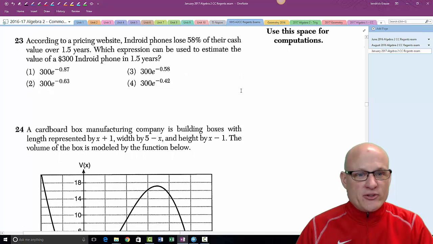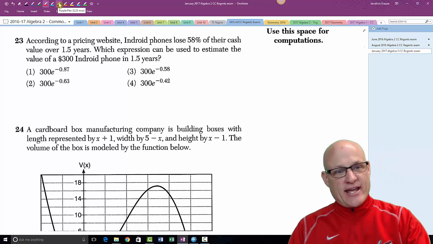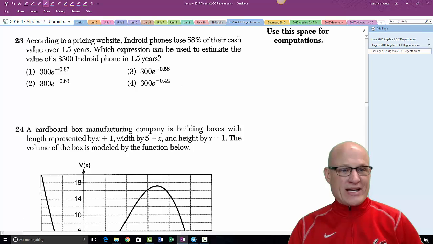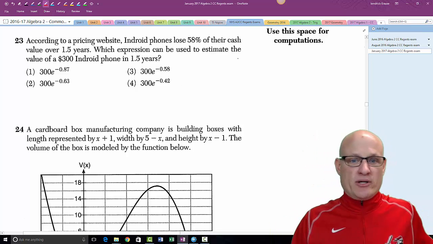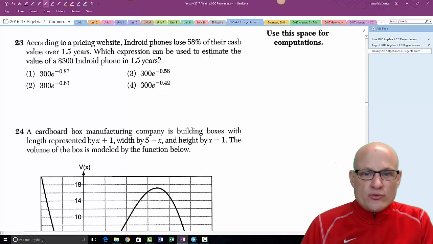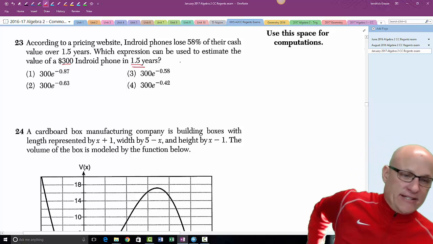According to a privacy website, Android phones lose 85% of their cash value over 1.5 years. Which expression can be used to estimate the value of $300 of Android phones after 1.5 years?